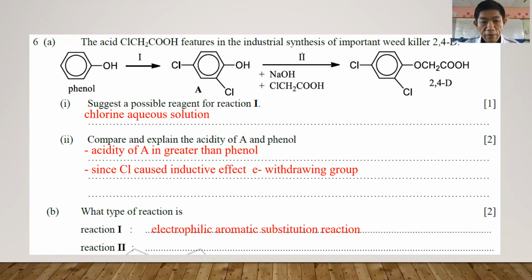Number B, what is the type of reaction? Number 1 is an electrophilic aromatic substitution reaction. And number 2, as you can see in here, is a neutralization reaction.